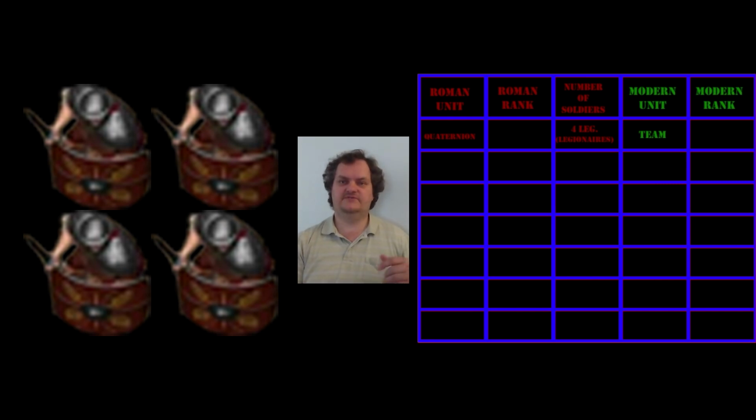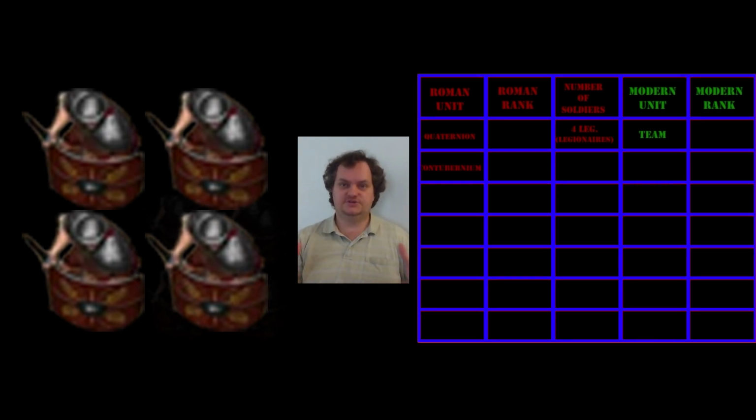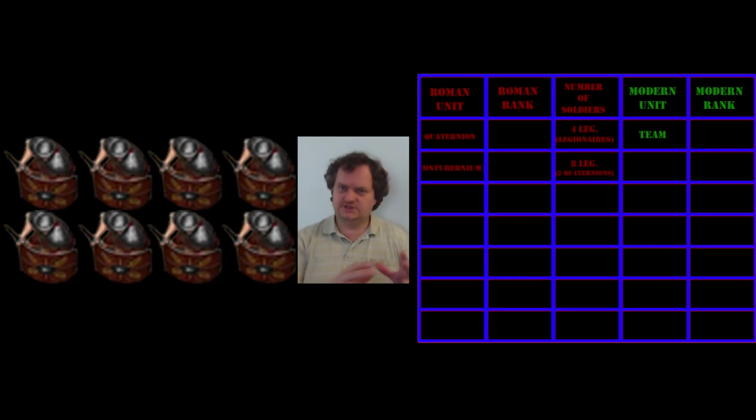After the quaternion, we have the contubernium, being 2 quaternions. This was the usual organization. Now, they were over 10 men technically, because when the legion was marching, a quaternion would also have assigned to it a slave and a mule for carrying stuff. And so 2 quaternions being combined into a contubernium, you have the 8 soldiers and 2 slaves for 10 men. But the slaves aren't actually military, they're just attached to the military. So the contubernium is 8 soldiers.